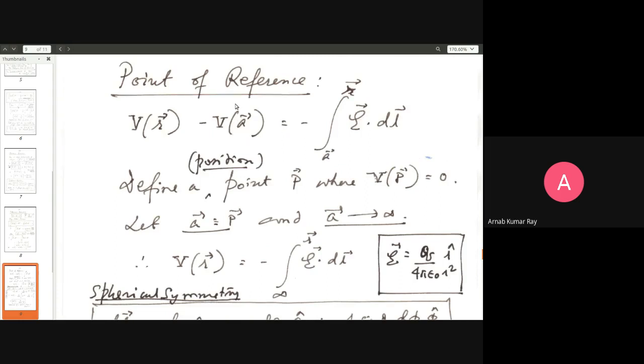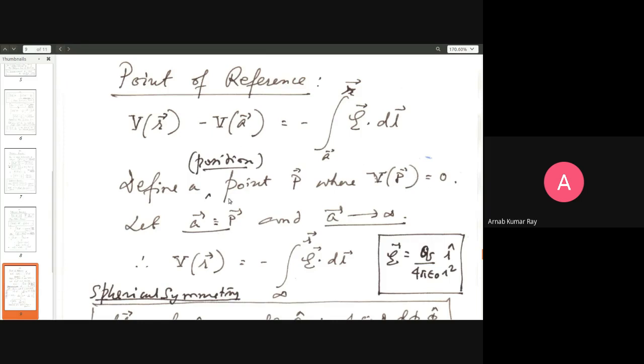So to measure the potential difference, you'll have to define the value of the potential at some reference point, and then with respect to that reference point, you will give the value of the potential at your point of interest. So what is the value at that point? Let's see. Define a position or a point P where the potential function has a zero value.